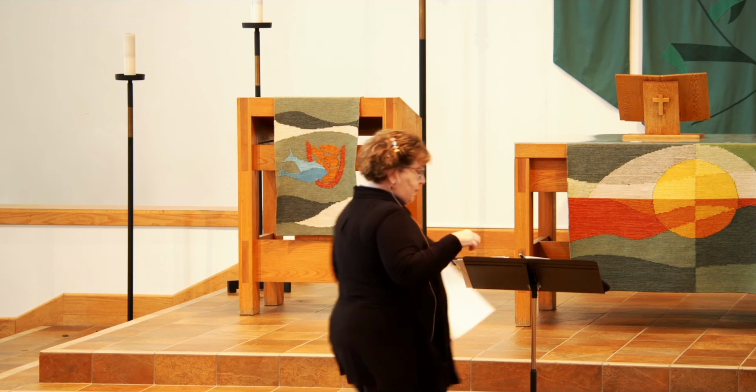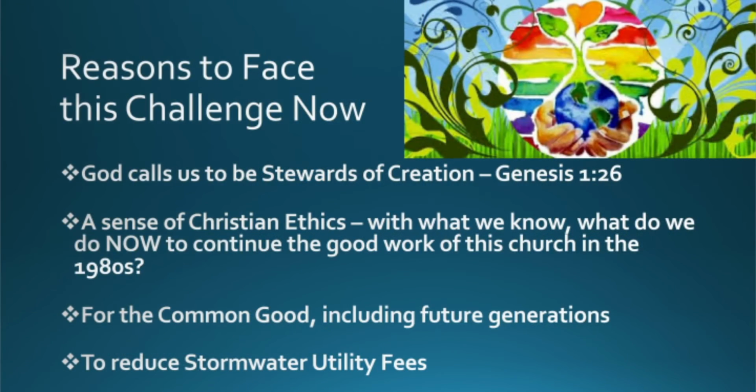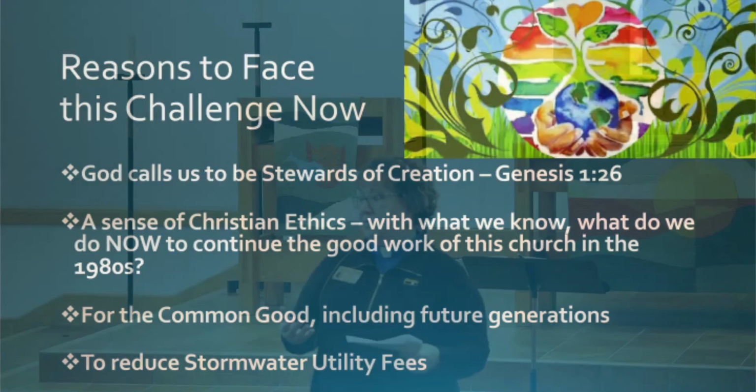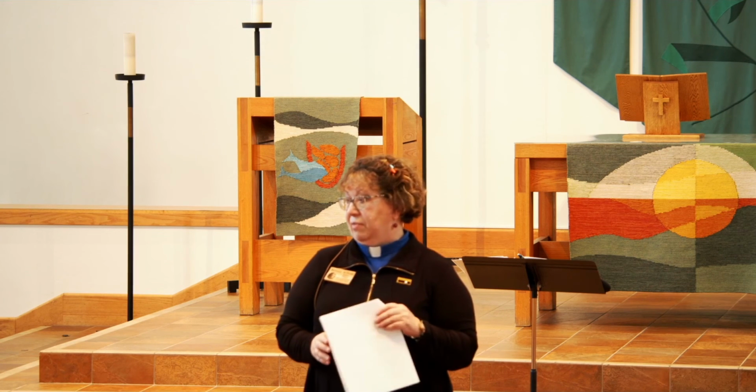God calls us to be stewards of creation. In Genesis chapter 1, God said, let us create humankind in our own image, in the image of God. And God said, let them be stewards over all creation. Have dominion over the fish, the birds, the cattle, over all the wild animals and every creeping thing. So rule over, dominion, is not about exploitation, but about the one who tends and cares for creation. So thinking about who inherits this from us.